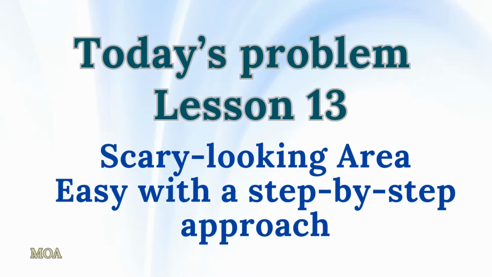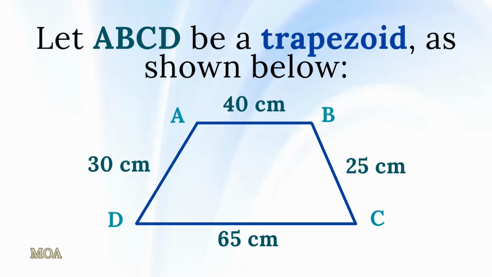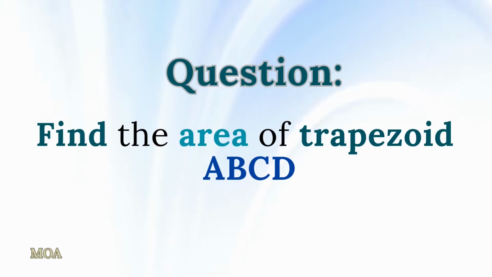In Lesson 13, we tackle a trapezoid that looks complicated at first glance, but becomes simple with a clear, step-by-step approach. Our goal is to determine the area of a trapezoid, also known as a trapezium, using an efficient and helpful method. Let ABCD be a trapezoid, as shown. The bases are AB equals 40 centimeters and DC equals 65 centimeters. The legs are AD equals 30 centimeters and BC equals 25 centimeters. The question is, find the area of trapezoid ABCD.